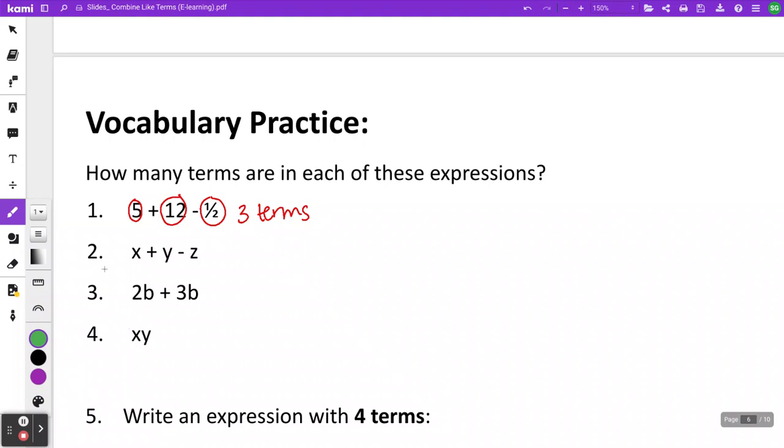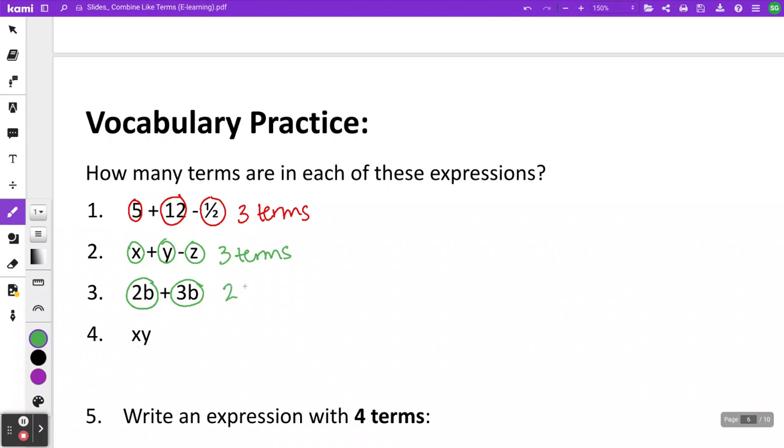All right. For number 2, I'm going to do it the same way I did number 1. I'm just looking at my problem and finding the things that are separated with plus or minus signs. So for number 2, there are also 3 terms. For number 3, 2b together is one big term. 3b is together in one big term. I know they're together because remember there's no plus or minus sign between them. They're touching, so they're together.